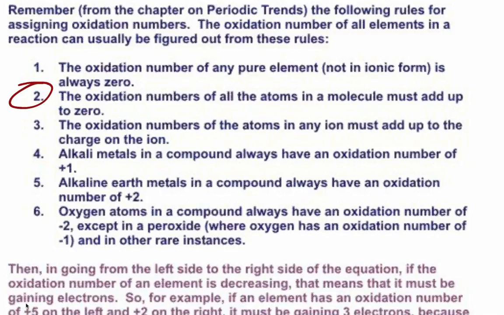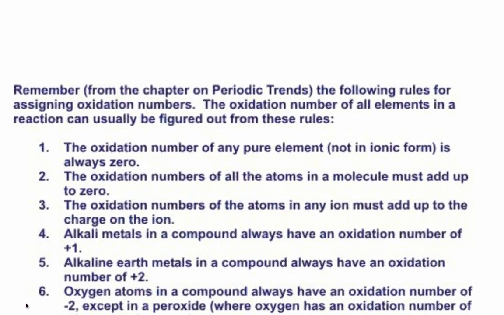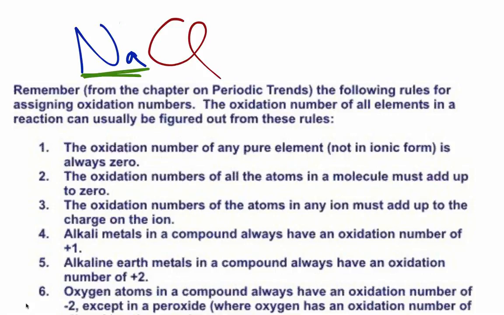Rule number 2, the oxidation numbers of all the atoms in a molecule must add up to 0. So when we add them all up, our compound cannot be charged. A classic example is sodium and chlorine bonded together. The oxidation number of sodium is +1 because it's in the first column. The oxidation number of chlorine is -1 because it's in the 7th column, but notice +1 and -1 add up to a total of 0. So overall the compound has no charge.